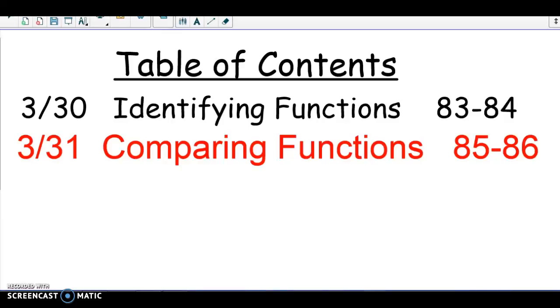Okay, today's lesson, we're going to learn how to compare functions. So put today's date in, 3/31. When we get done today, your note sheet's going to get taped into page 85, and then there's a sheet for you to practice. Once we check it, you'll tape that on page 86. Here we go.